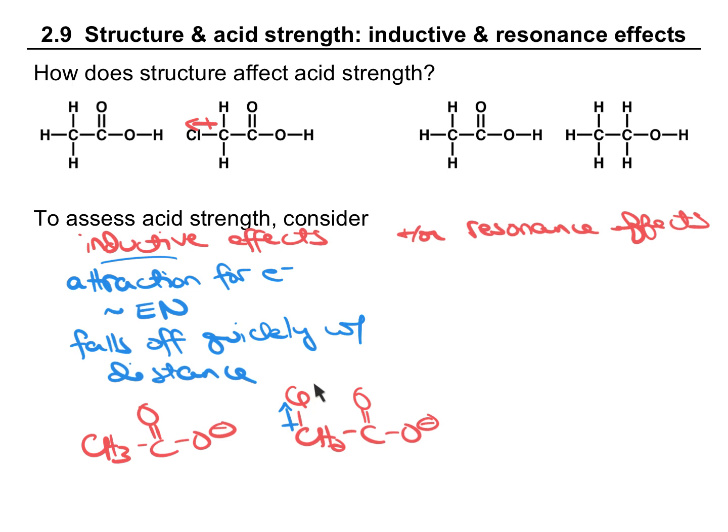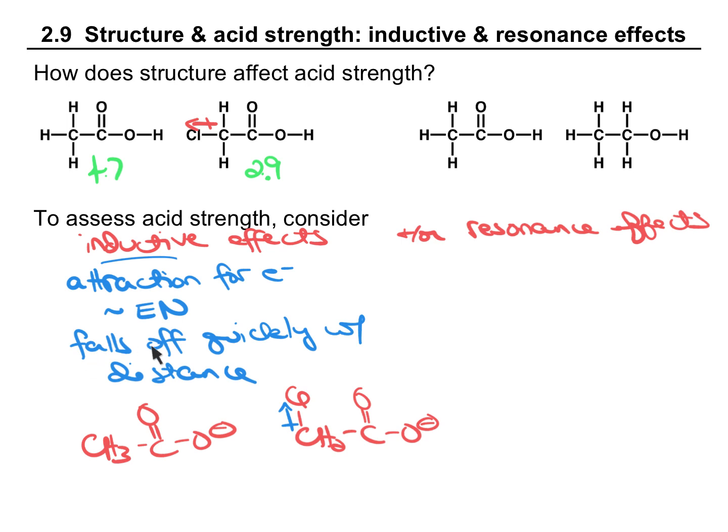And so the fact that this is pulling away a little bit of electron density is just going to help a little bit to spread out this negative charge. And whenever you can spread out the negative charge, that's going to stabilize that ion. So because of this electronegativity, this is going to be slightly more stable, making this a stronger acid. Now the difference here, we're talking about a pKa of 4.7 compared to 2.9.